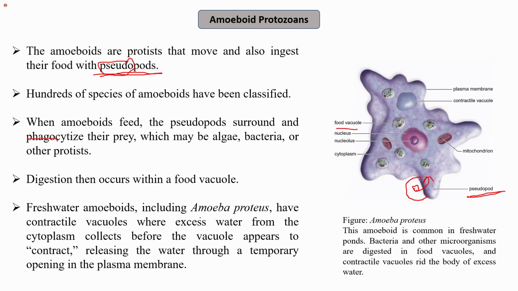Freshwater amoeboids, for example Amoeba proteus, have contractile vacuoles. We know the function of the contractile vacuole: it helps in maintaining the osmolarity, right?